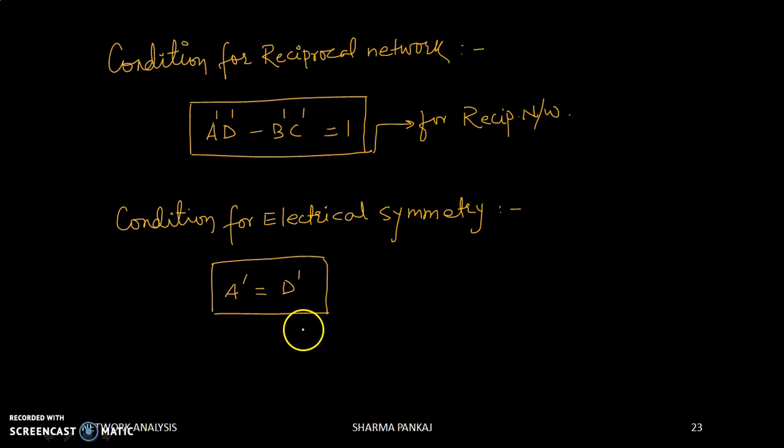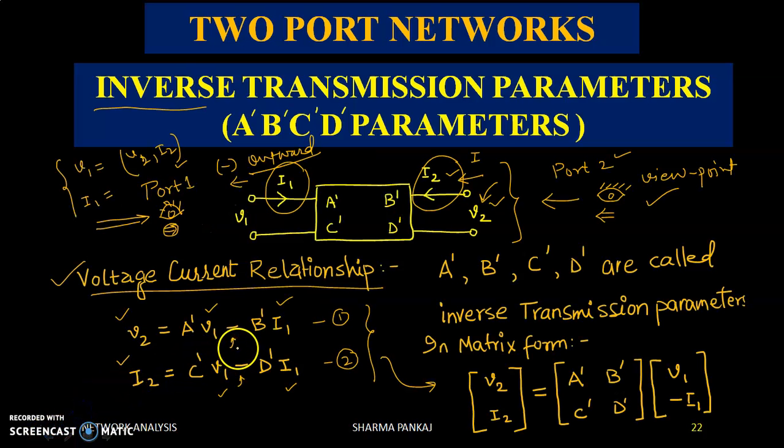The inverse transmission parameters can be determined similarly as we have determined them in transmission parameter. How have we determined? By opening and shorting the required ports. Now, let us move towards the diagram. This is your port number 1. If you open port number 1, I1 will become 0. Only V1 will exist. This will be one of the approaches. Now, I am going to open port number 1.